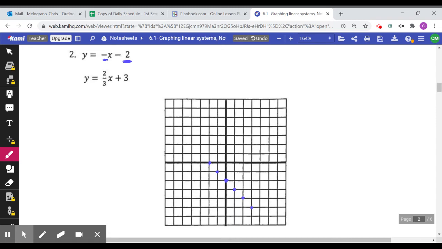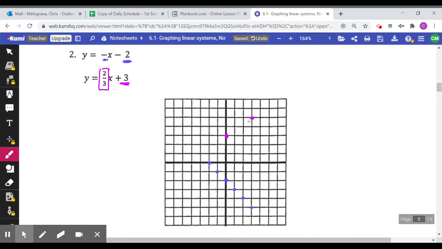All right. Before I connect it, let's see what the other points on the other line look like. Let's put the other line in purple. So this other line, the b value is +3. So I'm going to start at 3 on the y-axis, which is right here. Then my slope is +2 over 3. So I go up 2 to the right 3. So go up 1, 2, to the right 1, 2, 3.